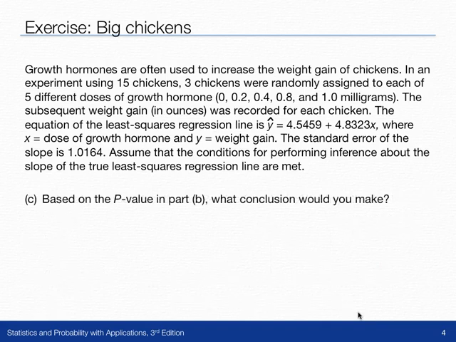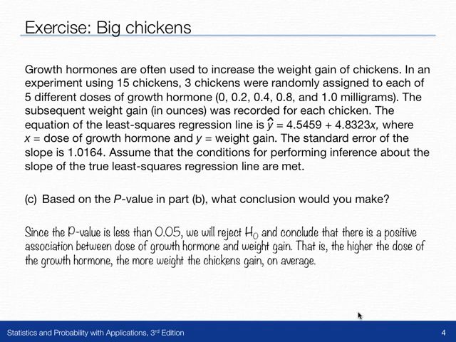Part C asks us to make a conclusion based on the p-value we got in Part B. And since our p-value is very small, less than 0.05, we're going to reject the null hypothesis and conclude that there is a positive association between the dose of growth hormone and weight gain. That is to say, the higher the dose of growth hormone, the more weight the chickens are going to gain on average.